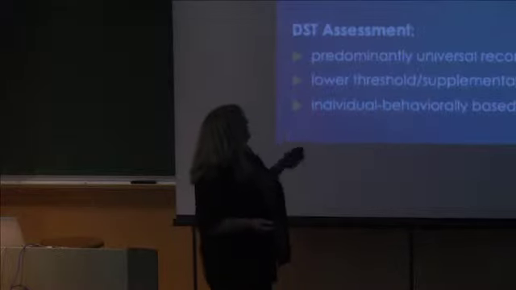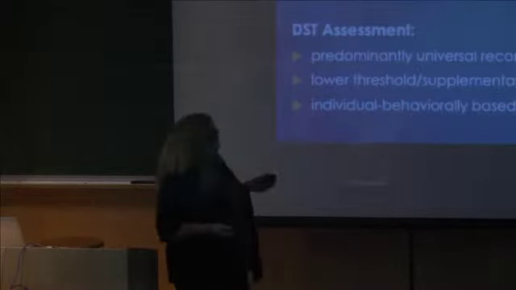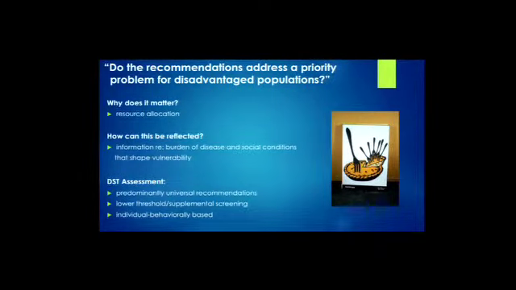So the first question asks us if the recommendations in the guideline address a priority problem for an affected community. And this is important because whatever we highlight in provincial guidelines implies resource allocation. So if we're leaving this out of guidelines, then we are doing a big disservice for those most affected. So you can do this by making sure that your guidelines integrate information on the burden of infection in the province and the social conditions that shape that vulnerability.